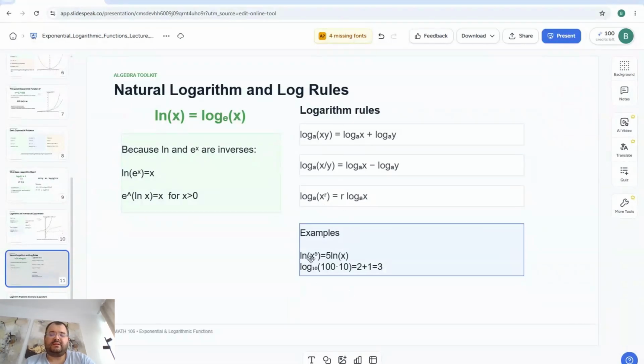For example, you have ln x to the 5. You can just take this power and put it outside of the function: 5 ln x. Or here in the case of logarithm base 10, inside we have 1000. Well, this is like 100 times 10. Logarithm base 10 of 100: to which power should I raise 10 so that I can get 100? 2. To which power should I raise 10 so that I can get 10? 1. So 2 plus 1 equals 3. I could have said something like, instead of 100 times 10, 10 times 10 times 10, then it becomes 1 plus 1 plus 1 instead of 2 plus 1.